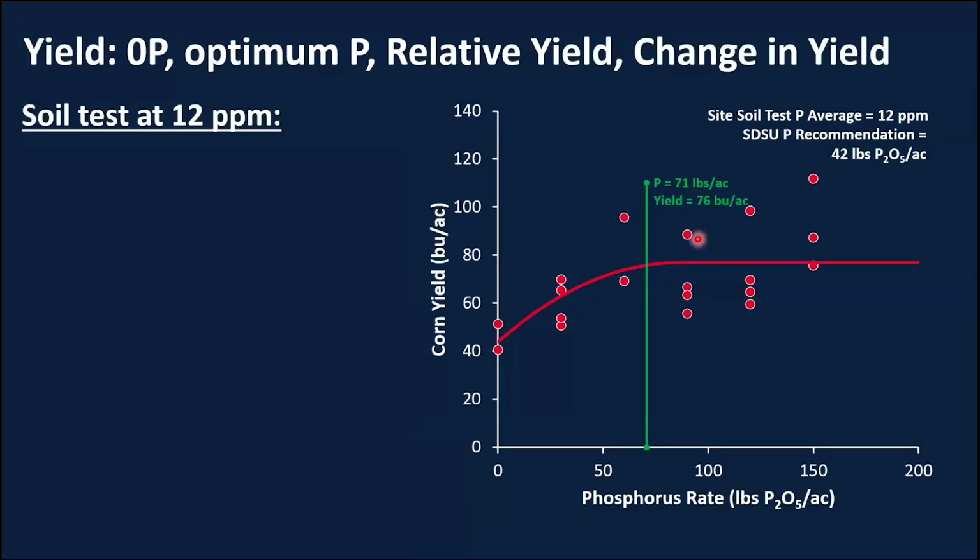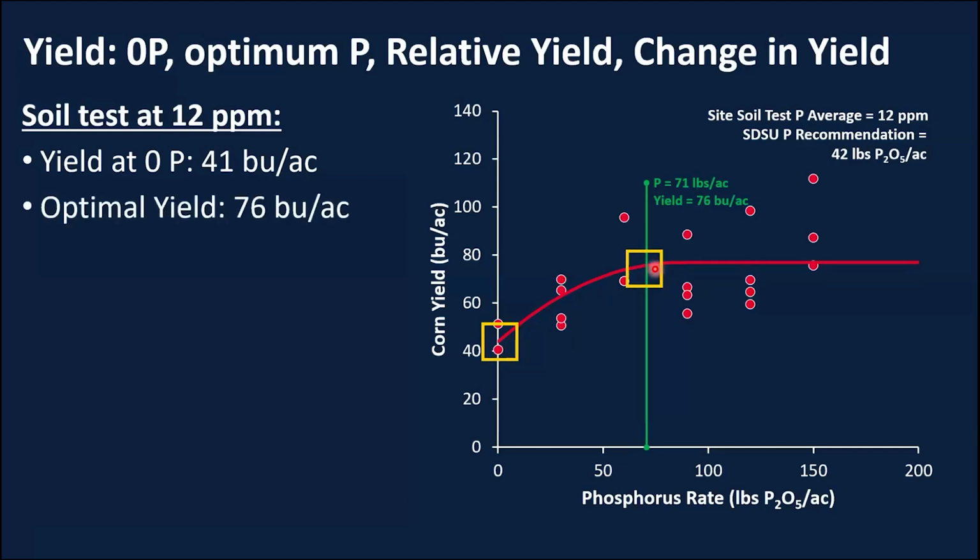So that's why it's a little bit lower yielding. But when we look at these things, we look at several different numbers on this response curve when we work with farmers. One thing is we look at this 0 P rate, and that's our yield at 0, so that's 41 bushels per acre. The next thing we do is we look at yield where we optimize yield, and that was about 76 bushels per acre.